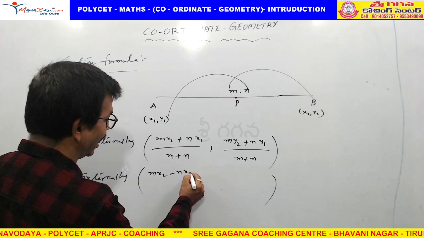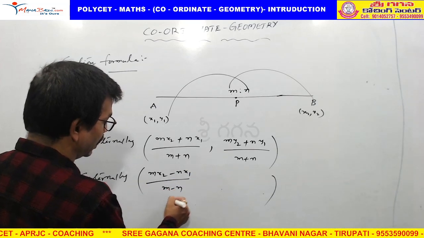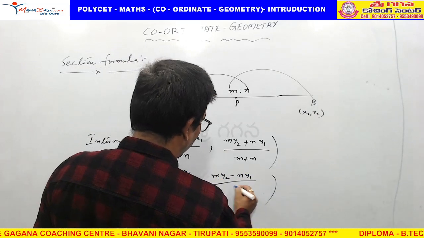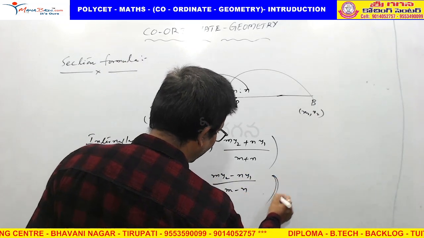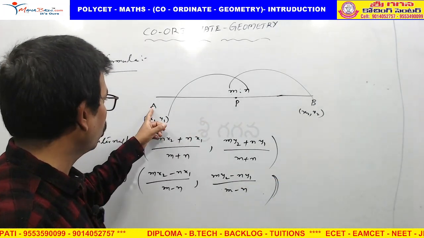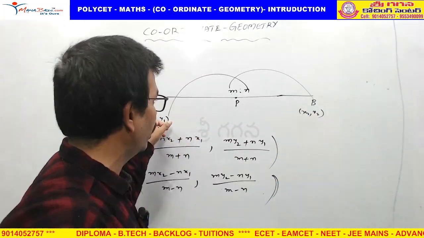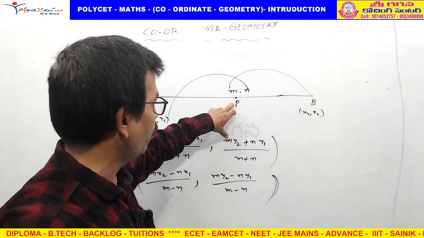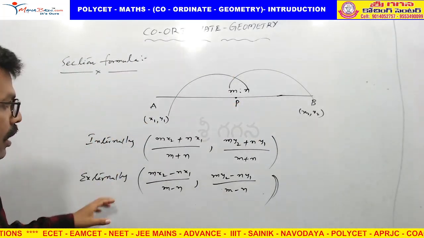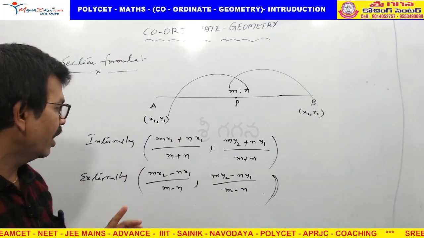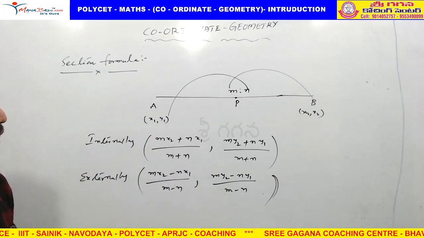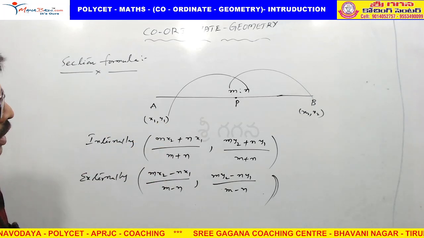mx2 minus nx1 over m minus n, my2 minus ny1 over m minus n. This is a very important formula. If you take a straight line with starting point and ending point, I am taking here A, B, which is divided at point P in the ratio m is to n. So then how to write? Internally, externally. Internally, plus will come; externally, minus will come in between. Plus or minus will come, otherwise same only. So this is called the section formula.